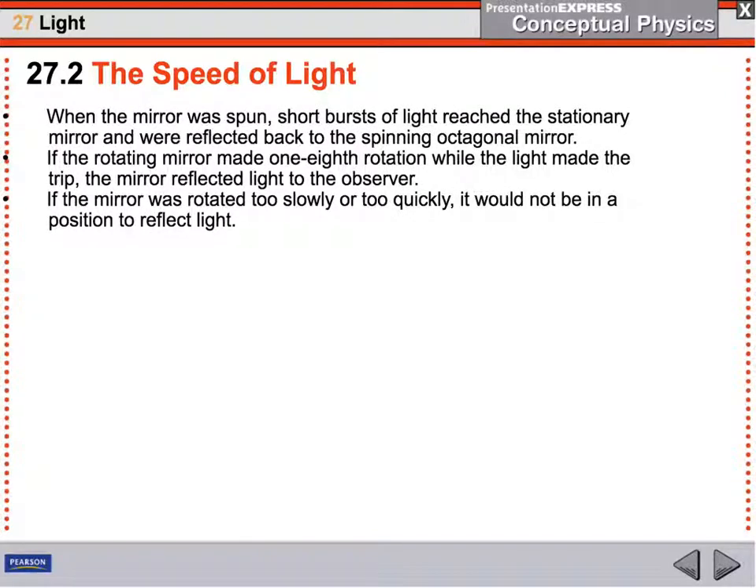When the mirror was spun, short bursts of light reached the stationary mirror and were reflected back to the spinning octagonal mirror. If the rotating mirror made 1/8 rotation while the light made the trip, the mirror reflected light to the observer. If the mirror was rotated too slowly or too quickly, it would not be in a position to reflect the light.